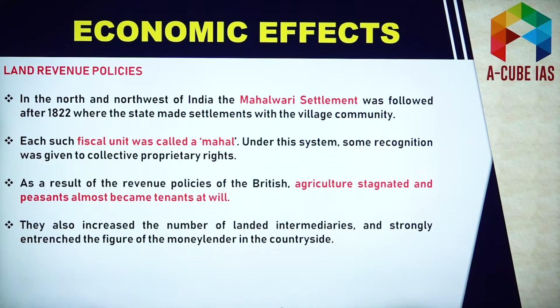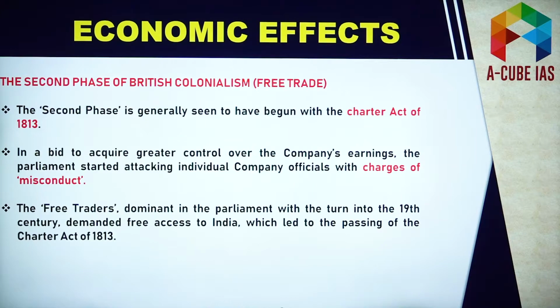Now we'll discuss the Mahalwari system. This system was introduced in the north and northwest of India. Under this system, settlements with the village community were made. Each such fiscal unit was called a mahal. Under this system, some recognition was given to collective owners' rights. As a result of the revenue policies of the British, agriculture stagnated and peasants almost became tenants at will.